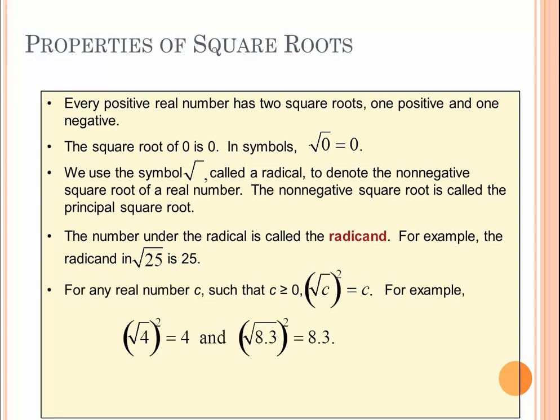So for any real number c, such that c is greater than or equal to 0, the square root of c squared just equals c. So in other words, the square root is canceled out by the squared. They undo each other because they're opposites, they're inverses. So for example, the square root of 4 squared just equals 4. Also, the square root of 8.3 squared just equals 8.3.